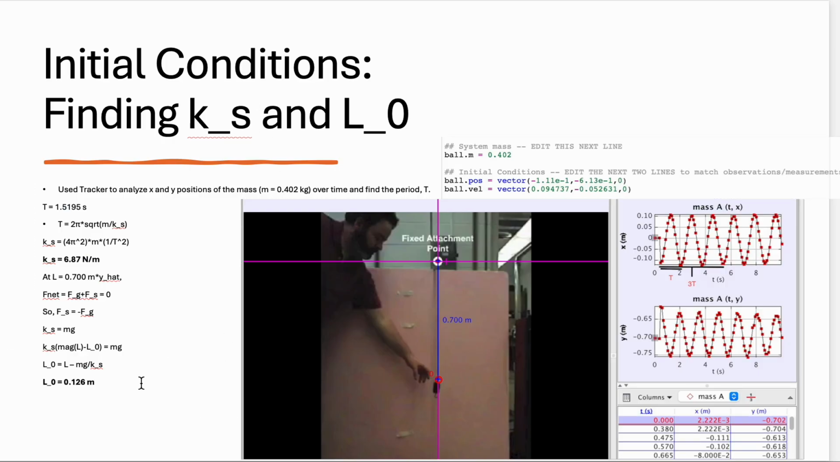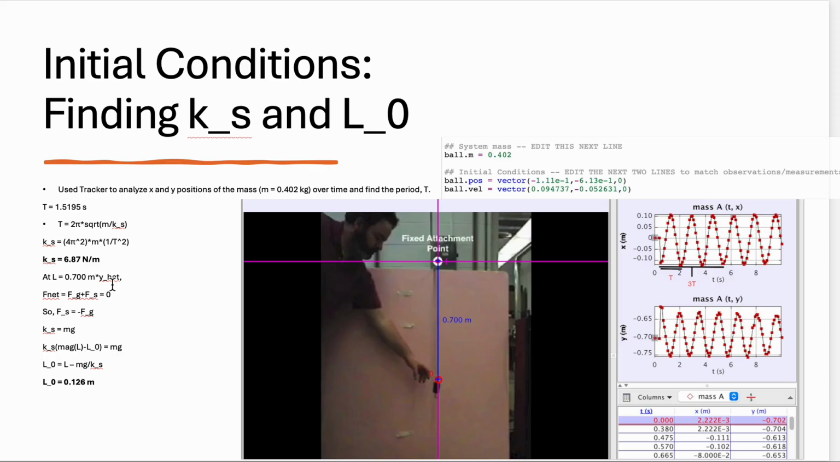So before we could do anything, we needed to use Tracker to analyze the x and y positions of the mass over time and find the period T. The period is just how much time it takes for one oscillation to occur. So we wanted to find the average of that by summing the time over multiple oscillations and dividing by the number of oscillations that occur. So the average period we found was 1.5195 seconds. And so what we also know is that T, the period, is equal to 2 pi times the square root of m over the spring constant.